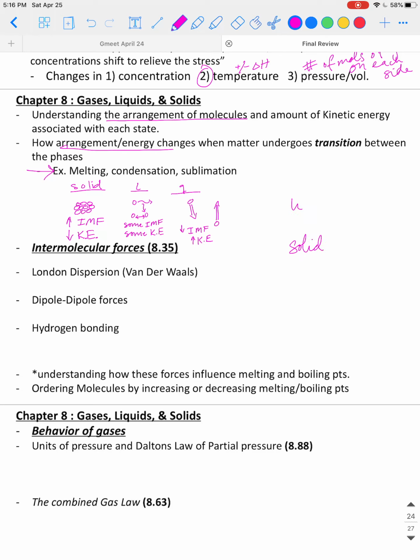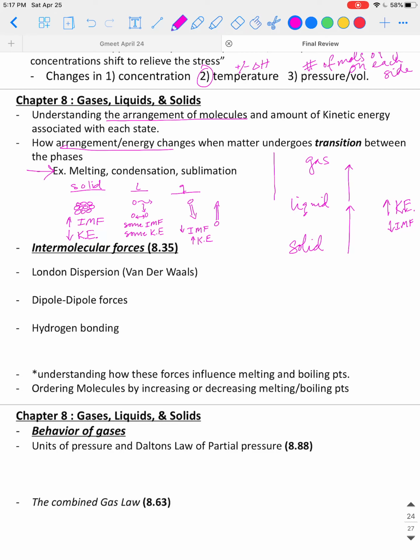Additionally, understand how arrangement and energy change when matter undergoes transitions, okay? Examples of transition changes are things like melting, condensation, sublimation. If you have solid down here, liquid, gas phase up here, as you go from solid to liquid, liquid to gas, you are increasing in the amount of kinetic energy, KE. And you are decreasing in the amount of intermolecular forces at play between the molecules.